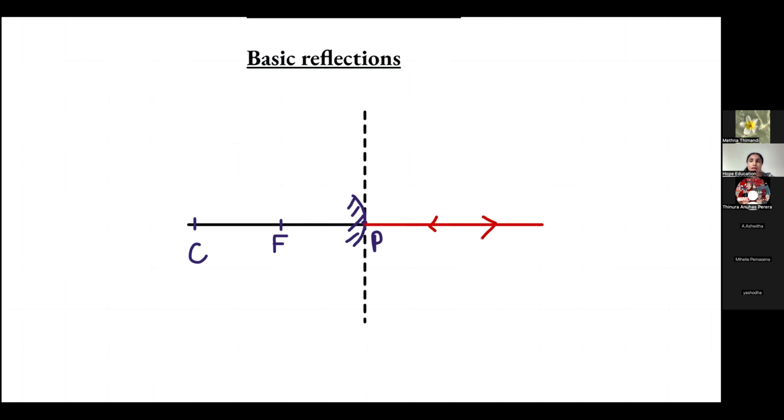Just like the concave mirror, right? When you send a light ray along the principal axis, it strikes on the mirror and it's reflected along the same path. The same thing happens here. This is the first basic reflection. Is it clear? I'm going to keep asking because I told you light is a difficult lesson.